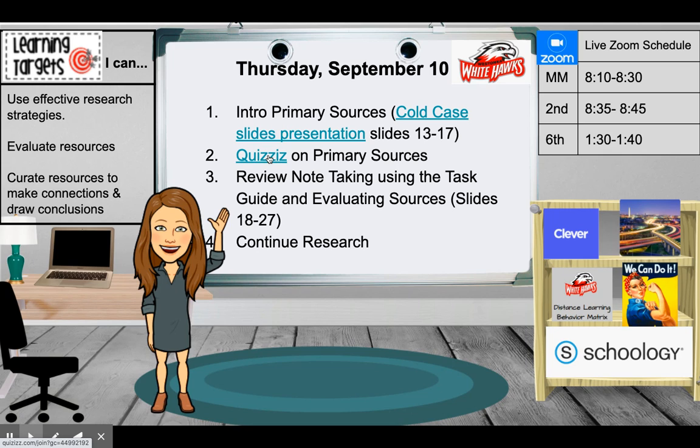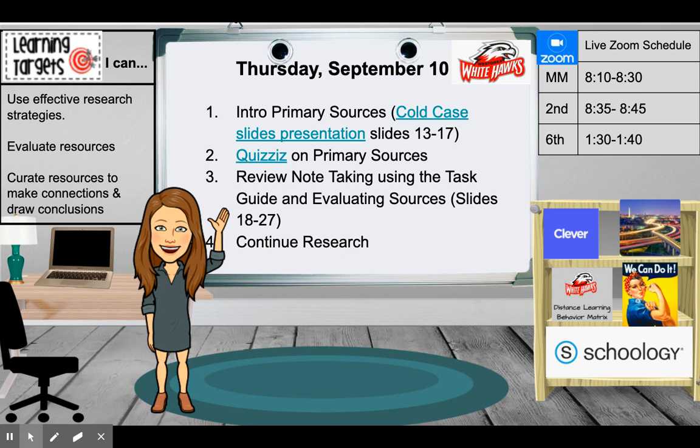If you do this on your own, not with the class, then I would like you to please take a screenshot of your score and email that to me to show me that you completed it. And then we are going to review how to take notes using that cold case task guide and how to evaluate the sources you're finding to determine whether the information is good, trustworthy information or not.